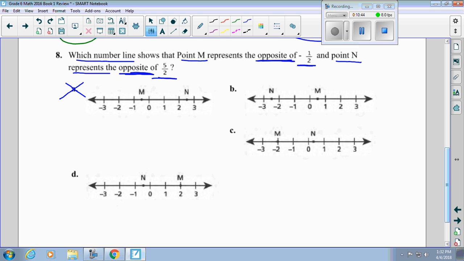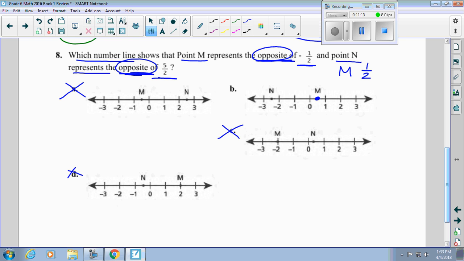A is the wrong answer because you didn't do the opposite like it says right here, opposite. So we want the opposite of -1/2. The opposite of any negative number is a positive number. So we're looking at M to be at 1/2. If you look here, M in choice B is right there at 1/2. So far that's looking good, and none of these other ones work even yet.